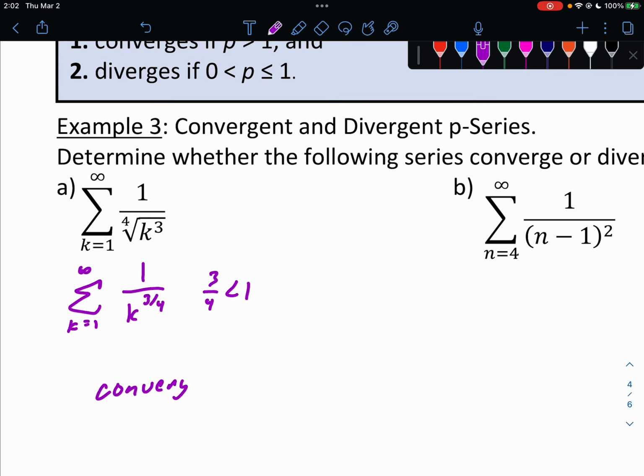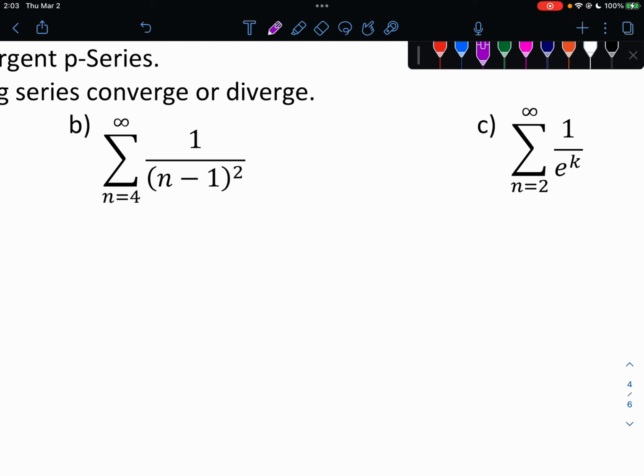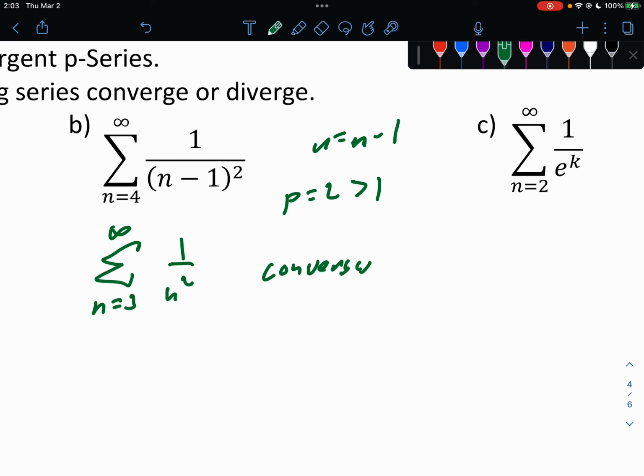Next one. 4 to infinity of 1 over n minus 1 squared. You might start thinking, well, this is not a p-series. Well, no, it actually is a p-series. Not that we'd want to do this, we'd want to just be able to recognize this. But if we did substitution here, it'd be 1 over u squared. And then if we put 4 in here for n, we would just start this at 3. These two series are exactly the same thing. Okay, so I would never want you to really do this ever again. Just recognize that this is a p-series. And then p is 2, which is bigger than 1, so this converges.